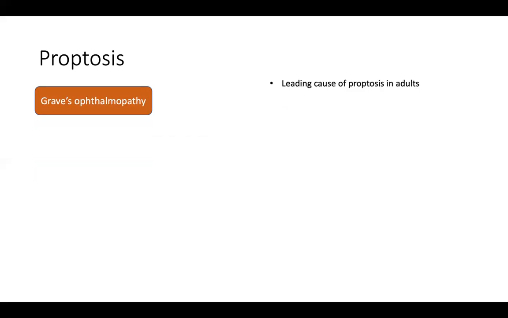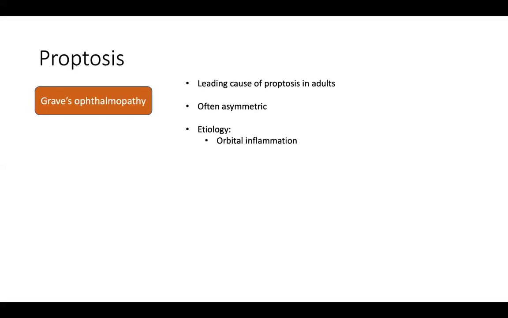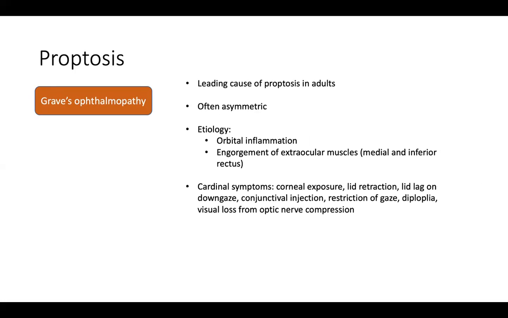Graves' ophthalmopathy is the leading cause of proptosis in adults. The proptosis is often asymmetric and can even appear to be unilateral. Orbital inflammation and engorgement of the extraocular muscles, particularly the medial rectus and the inferior rectus, account for the protrusion of the globe. Corneal exposure, lid retraction, lid lag on down gaze, conjunctival injection, restriction of gaze, diplopia, and visual loss from optic nerve compression are cardinal symptoms.